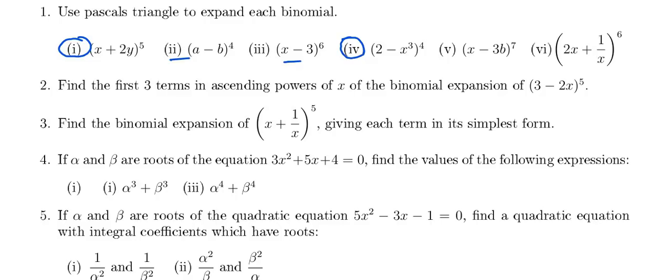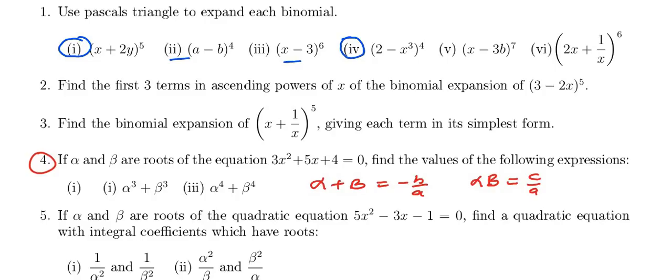So question number 4 is simply telling us that we have a quadratic equation that has alpha and beta as the roots, and we know how alpha and beta should be related. We know that alpha plus beta is equal to negative b over a, and we also know alpha times beta is simply c over a. Now they want us to get the actual value of alpha cubed plus beta cubed, and also alpha to the power 4 plus beta to the power 4.